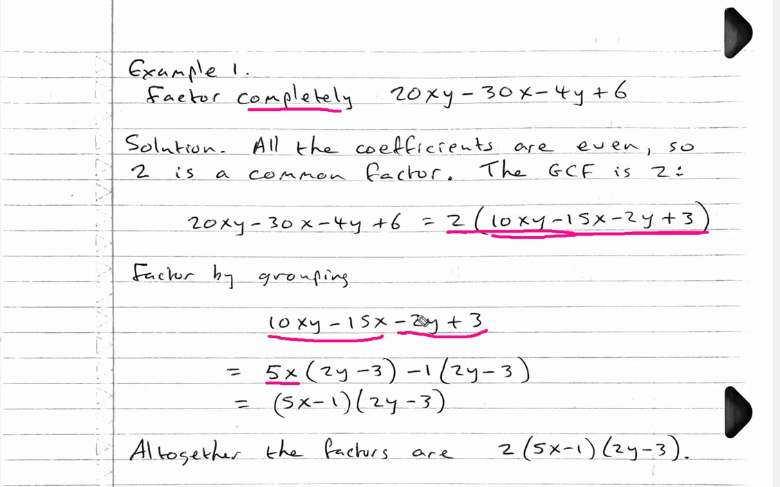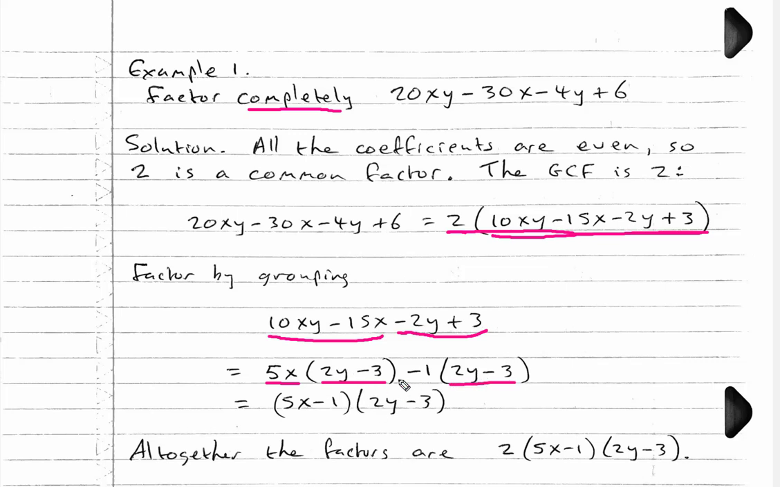Then look for the greatest common factor of the second pair. Here there's nothing in common, so the greatest common factor is 1. But if you pull out 1, you're left with negative 2y plus 3, so that doesn't match the first factor. The trick is to pull out negative 1. So then this is negative 1 times 2y minus 3.